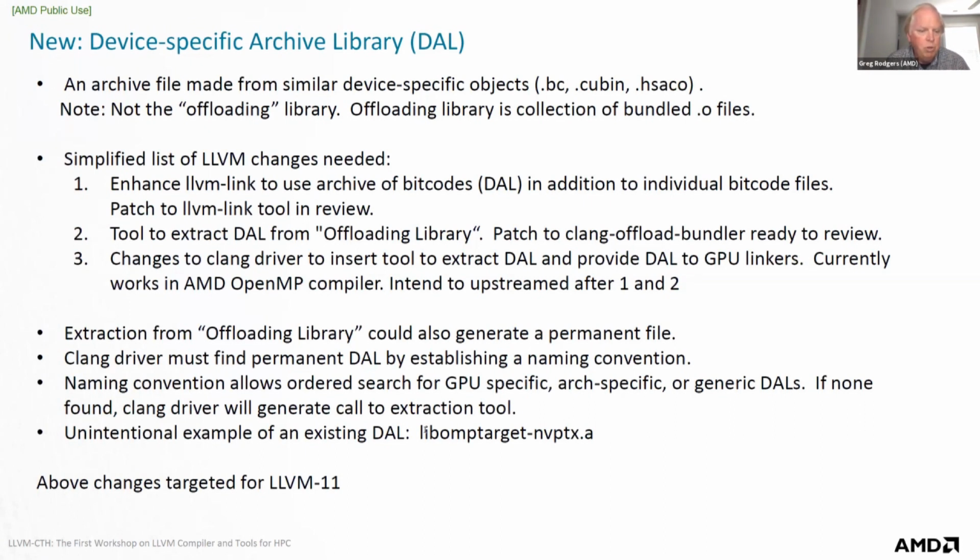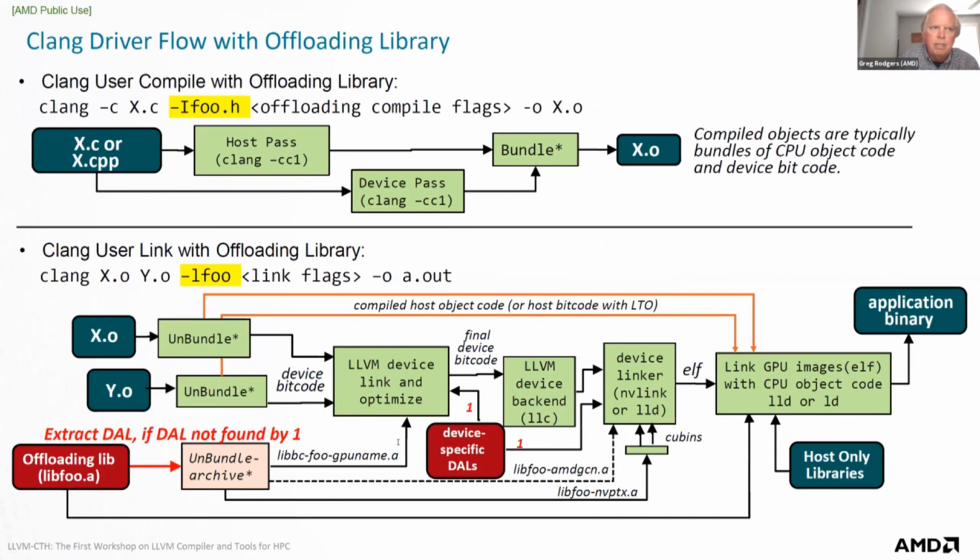The second thing we need is some tool to extract the DAO from the offloading library, and Jan has a patch for this that's ready to review. Thirdly, we want to change the Clang driver to insert the above tool to extract the DAO and provide that DAO to the GPU linker, because now we can deal with that from step one. So I'm going to show a picture of that next and come back to this page, because there's a lot of notes on this page. So I'm going to show the diagram here. Hopefully we didn't cut too much off here.